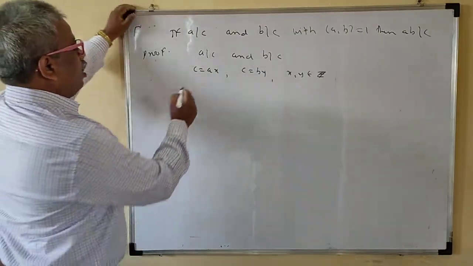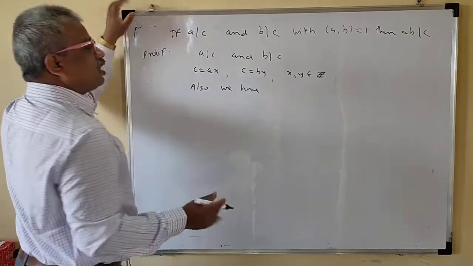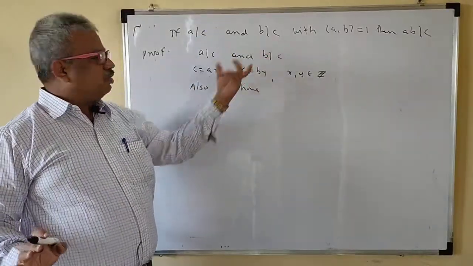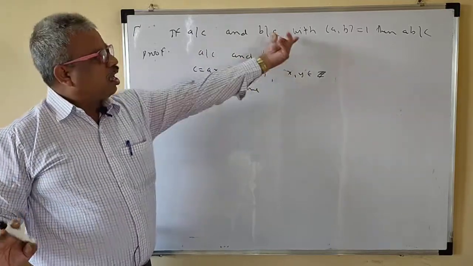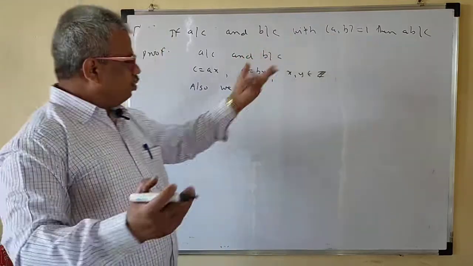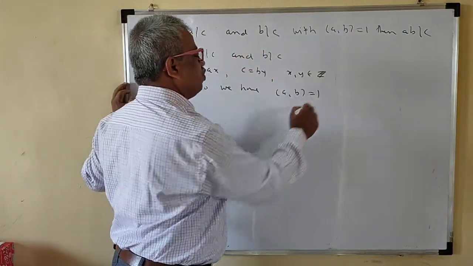Right? Okay. Also, we have just applied the definition. A divides C, B divides C. This is our definition. Also, what we have been given, GCD of A and B is equal to 1, we will apply that only.